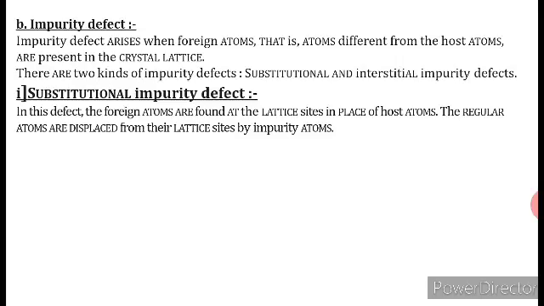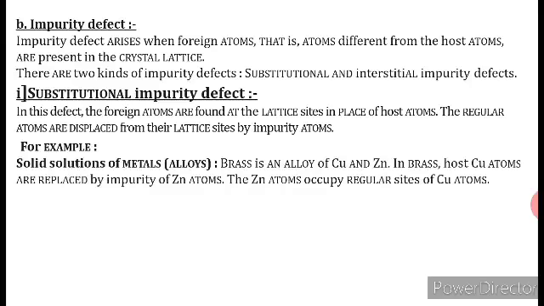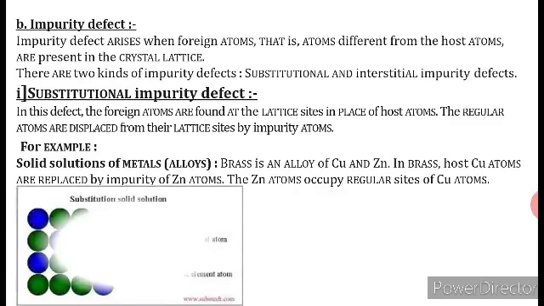So copper and zinc, copper and tin, are comparable in size. Whenever a particular foreign atom substitutes the original atom from its lattice site and occupies the position, the substitutional impurity defect is observed. Alloys come in this category, solid solutions of metal. Here, the diagram will make it more clear.